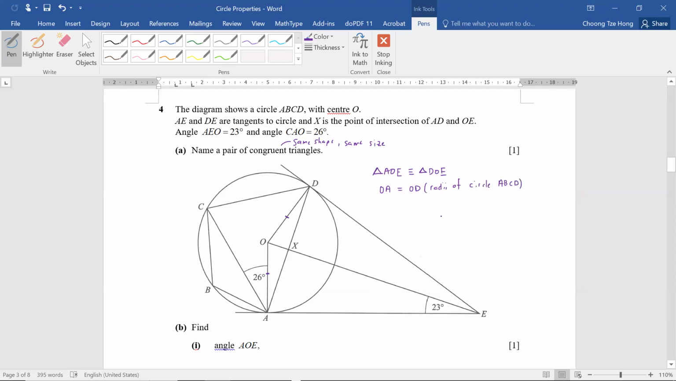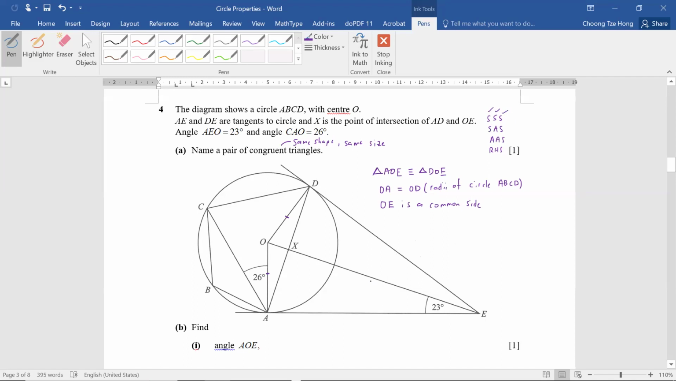So what other lengths are the same? The other more obvious one would be OE. OE is a common side. Both the triangles share the side OE, so OE is a common side. So over here we have two sides already. If you recall, the 4 tests of congruency would be SSS, SAS, AAS, and finally RHS. We have 2 sides already, so it's either SSS or SAS. So can we find the third side now?